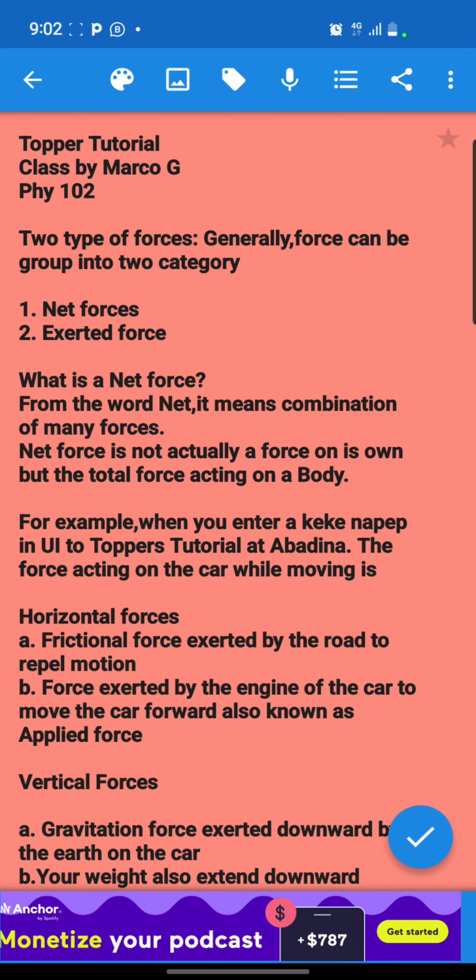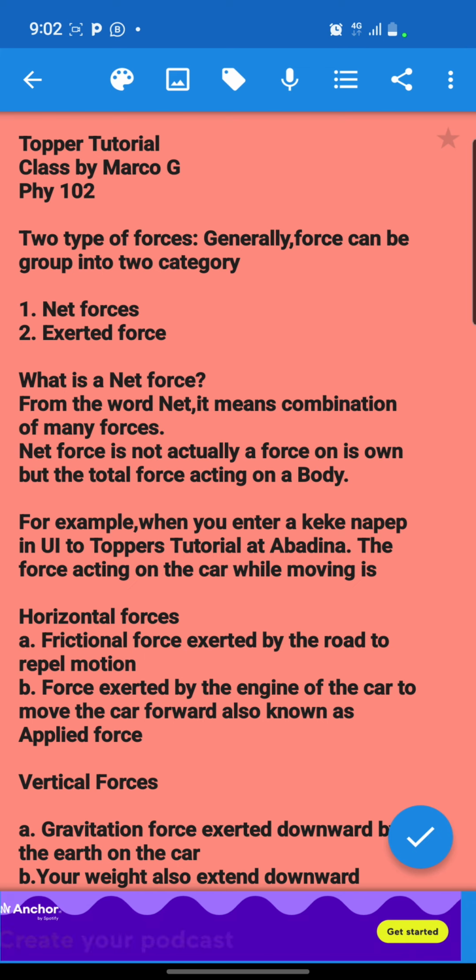We are doing a topic on Physics 102, which is forces. Now we are looking at two types of forces. Generally, force can be grouped into two categories. We have many forces, but broadly we can group force into two categories: one, net forces, two, exerted forces. So I'm going to be fast so that we can quickly finish this.